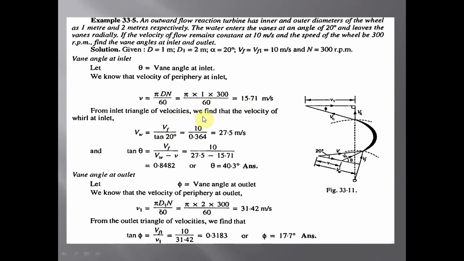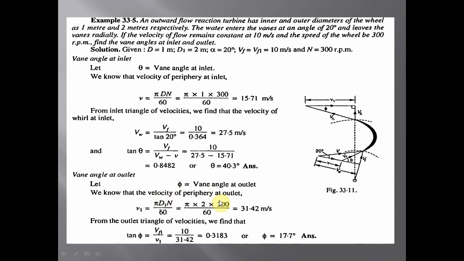From the inlet velocity triangle, we find that the velocity of whirl at inlet is Vw = Vf divided by tan 20, that is 10 divided by 0.364, that is 27.5 meters per second. And tan theta is equal to Vf divided by (Vw minus u), that is 10 divided by (27.5 minus 15.71), that is equal to 0.8482, or theta is equal to 40.3 degrees.